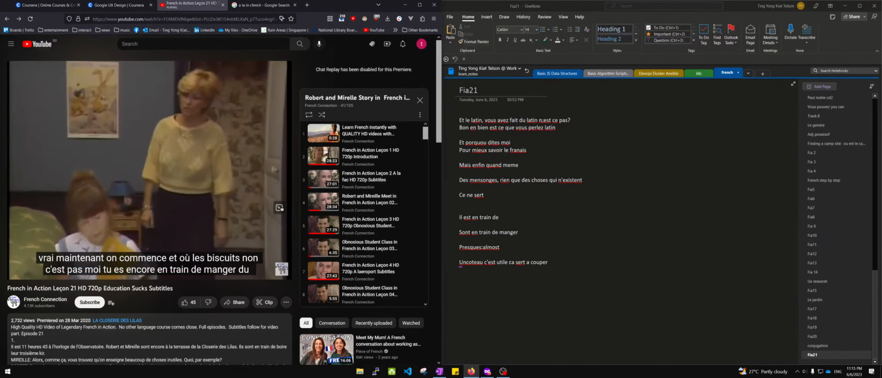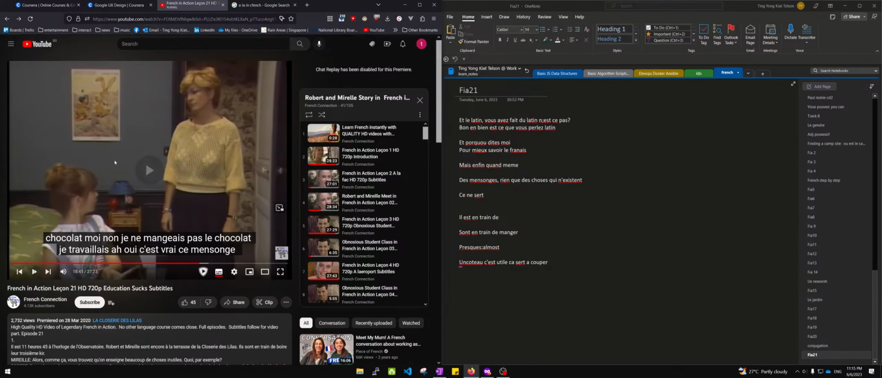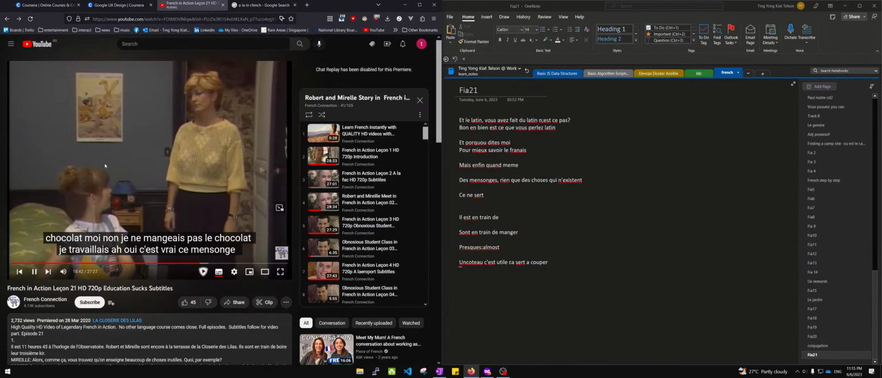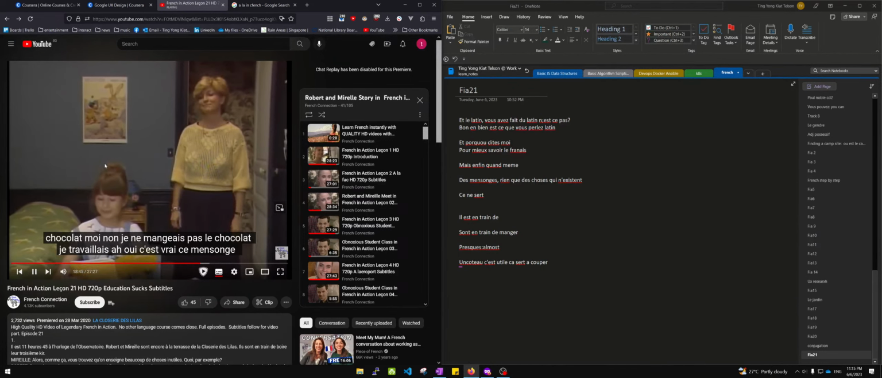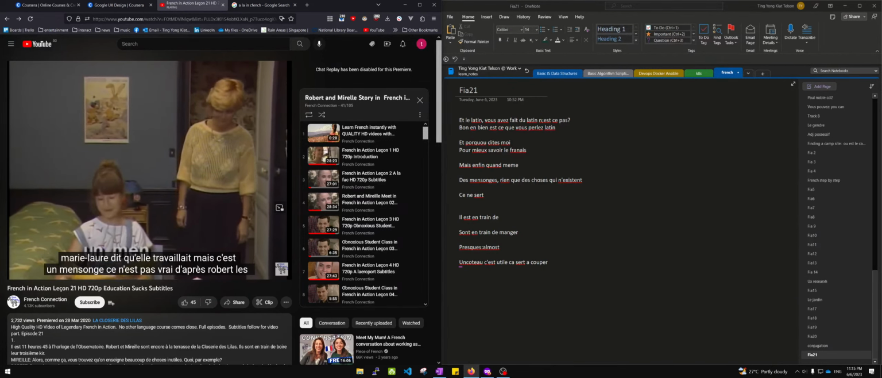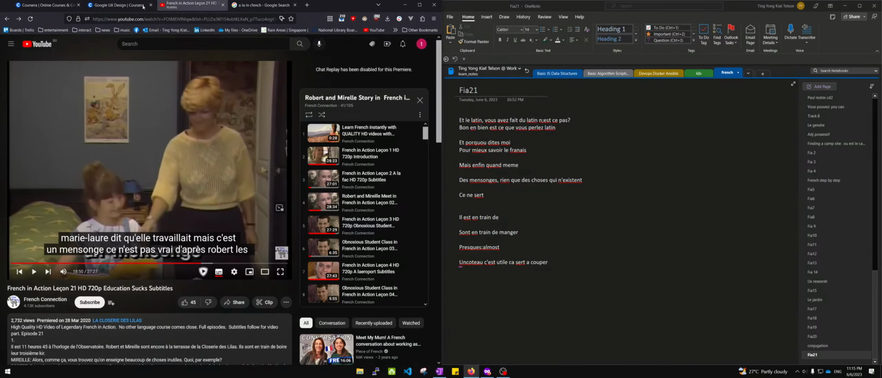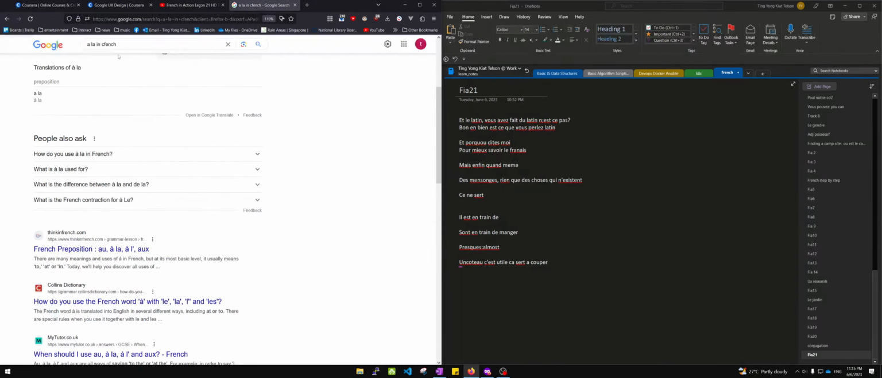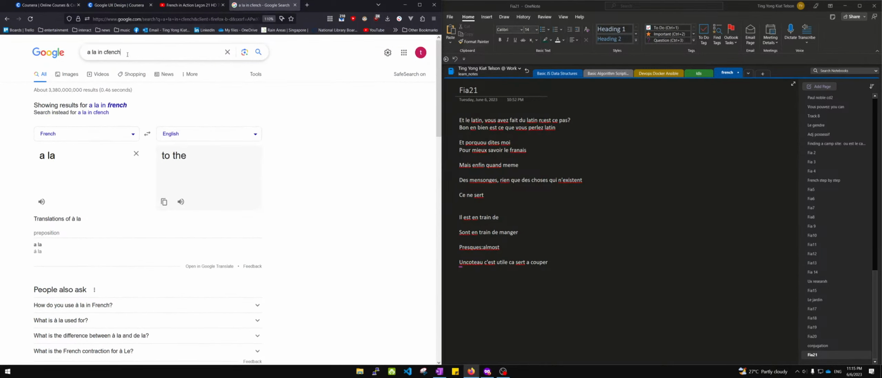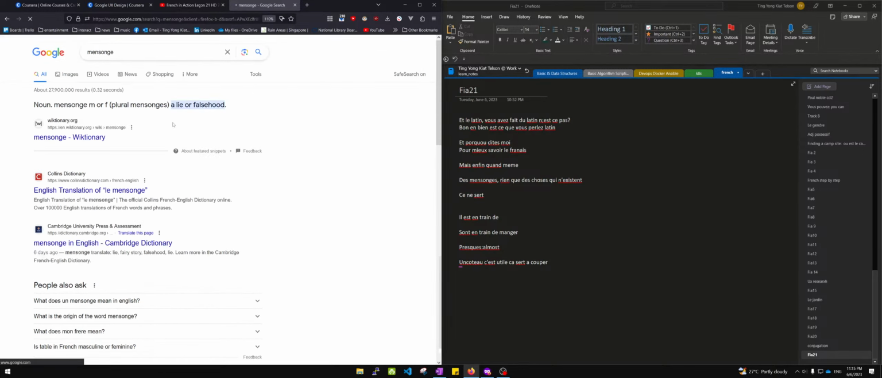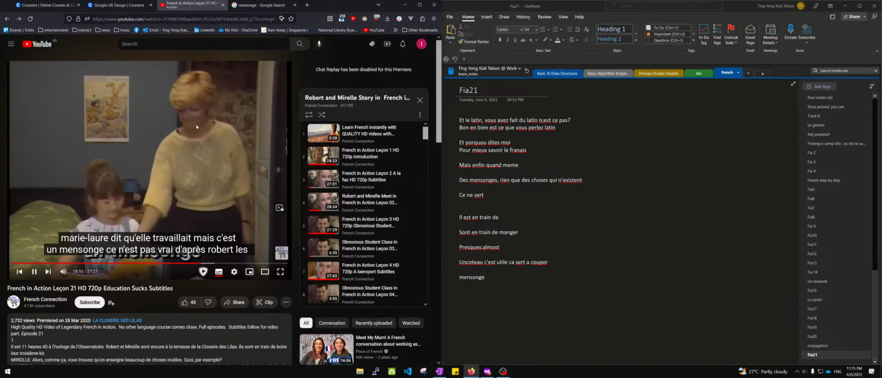Tu es encore en train de manger des chocolats. Moi, non. Je ne mangeais pas le chocolat. Je travaillais. Ah oui? C'est vrai ce mensonge? Marie-Laure dit qu'elle travaillait. Mais c'est un mensonge. Ce n'est pas vrai.